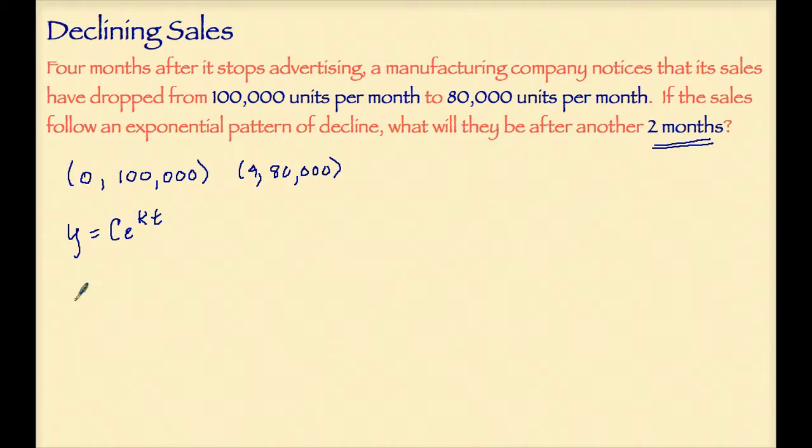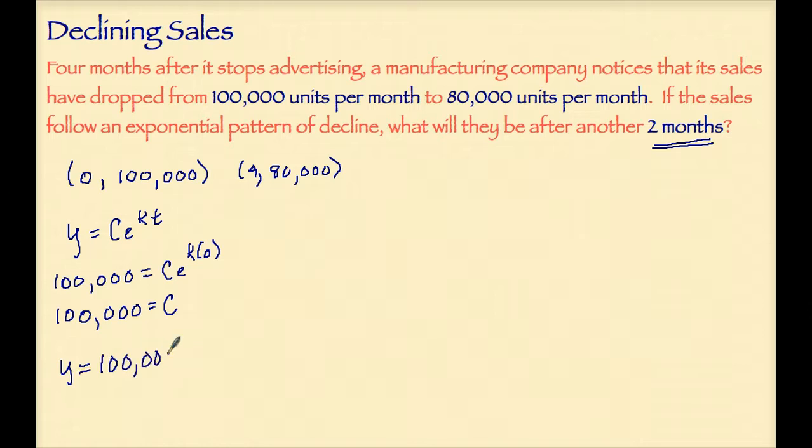We'll start with (0, 100,000). 100,000 is equal to Ce^(k·0). As we've seen before, this means that C is 100,000. Thus, our solution, y equals 100,000 e^(kt). Now let's use the second initial condition to solve for k.